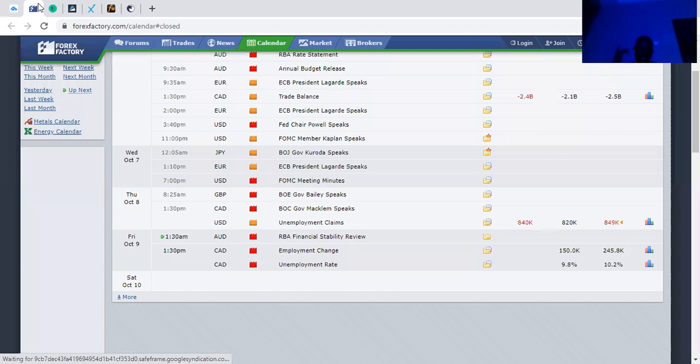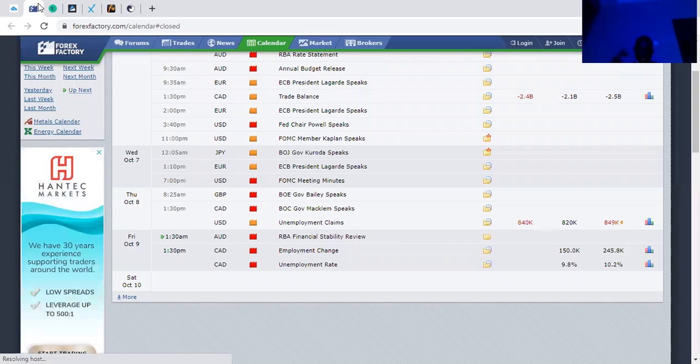So guys, do ensure to look at the fundamental calendar and get ready, because this week is going to be a lit week. It's going to be lit, guys.